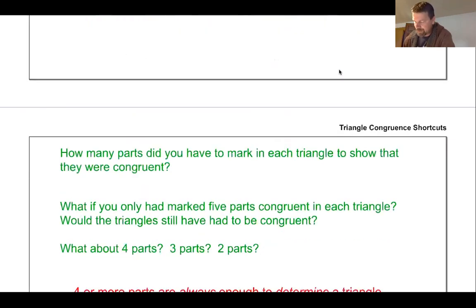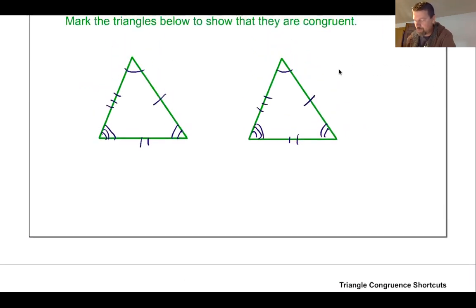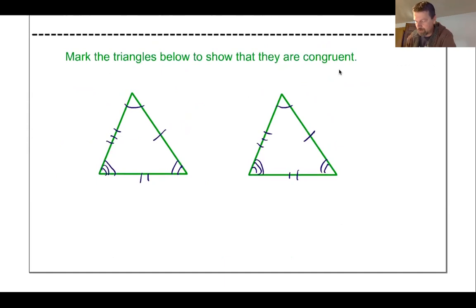Now, the next part is actually saying, hey, back up. The first question asks how many parts did you have to mark in each triangle to show that they're congruent? The answer was 6 because 3 angles and 3 sides. However, this goes on to talk about what if you only had 5 parts marked? If all 6 are marked congruent, clearly they're congruent. But what if only 5 of them were marked? Would that be enough information to conclude that these bottom lines are also going to be the same? And the answer is yes.